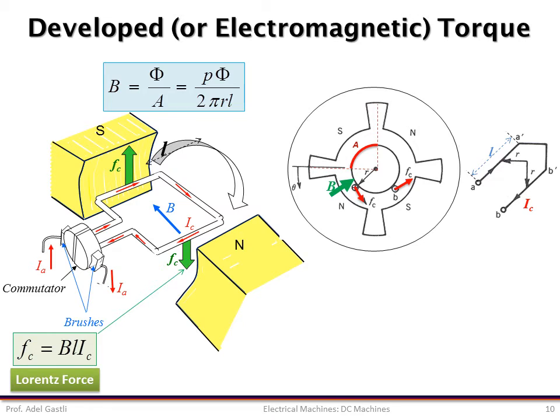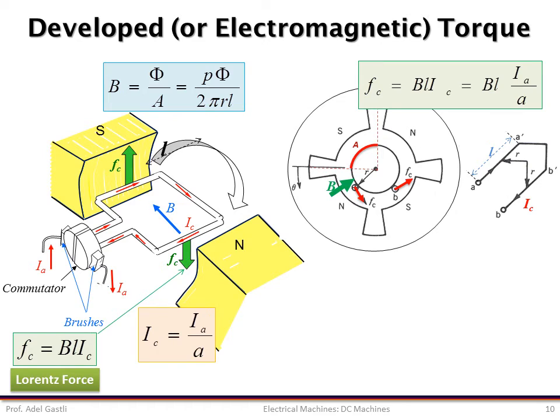adjacent poles. The force on a conductor placed on the periphery of the armature is given by Fc equal B L Ic, which is equal to B L Ia over A, where Ic is the current in the conductor of the armature winding and Ia is the armature terminal current. Since we have A parallel branches, then the conductor current is normally equal to the total current divided by A.